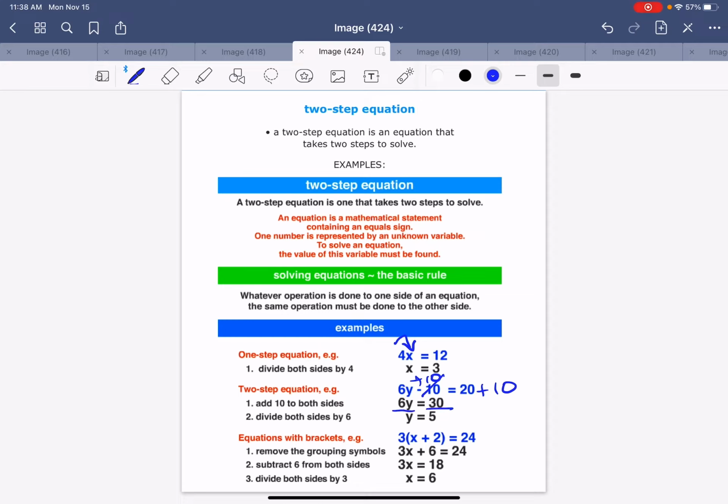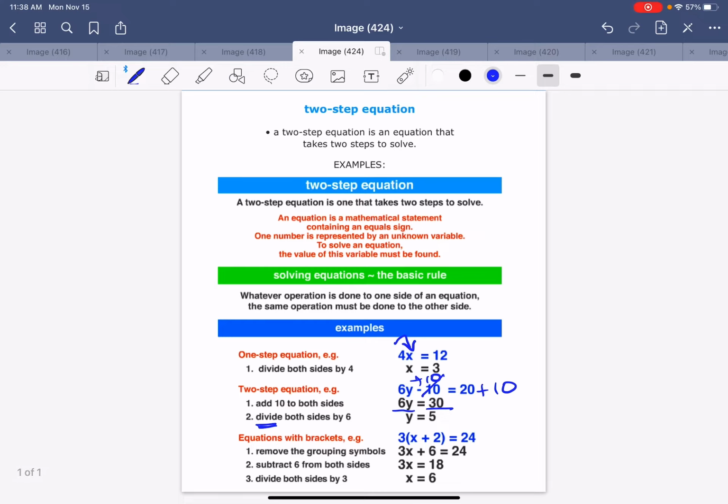Then my next step is to isolate the variable, which means I need to get that coefficient away from y, and right now it's multiplying again, so the opposite of multiplying is divide. So I divide both sides by 6, and then I get y equals 5.